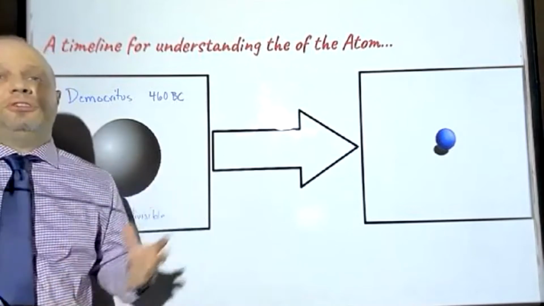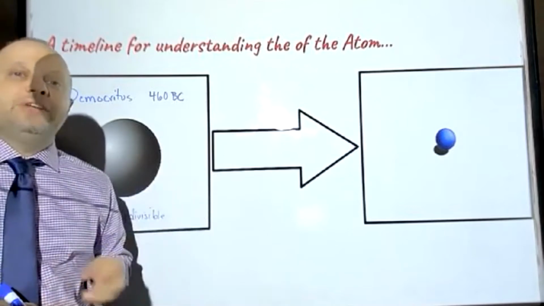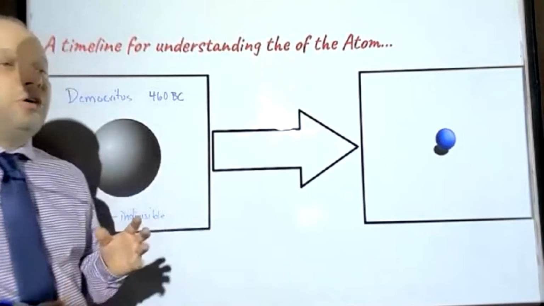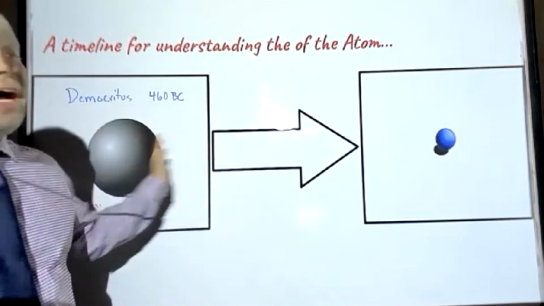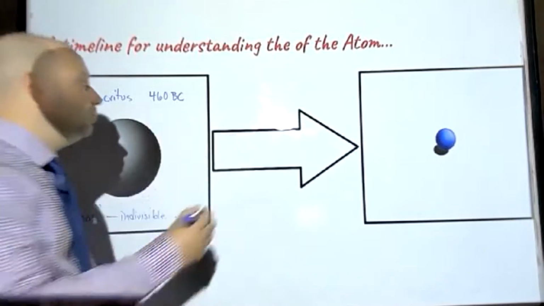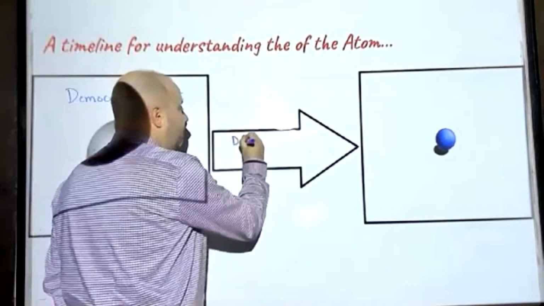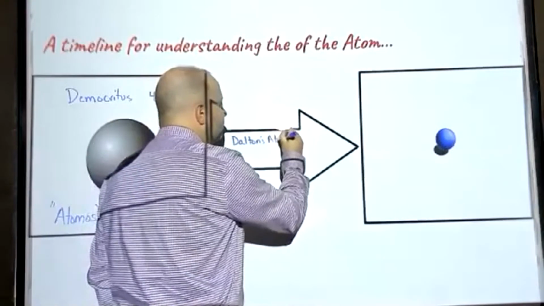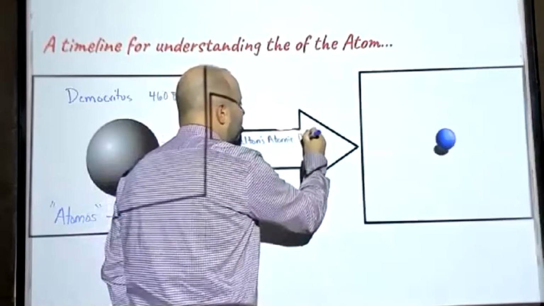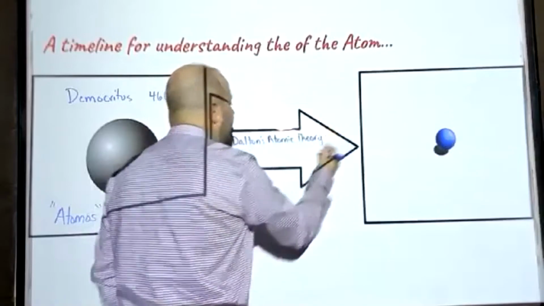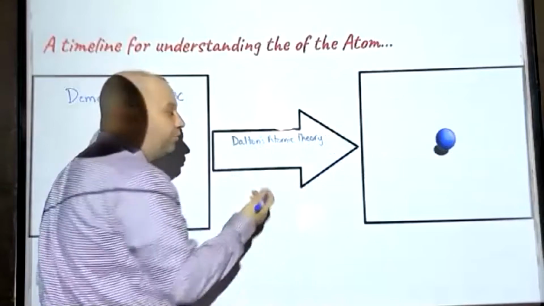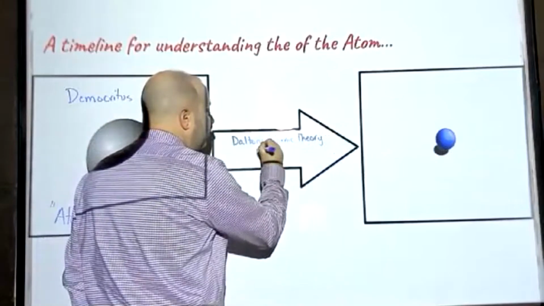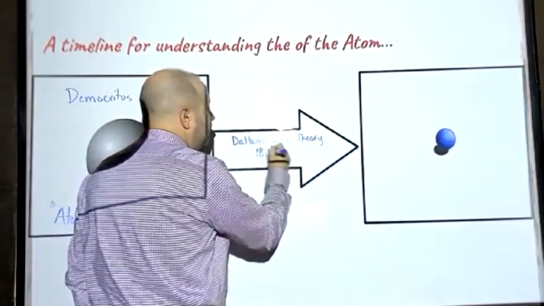The next person we actually spent most of lesson 1A talking about, and that was John Dalton. And there's an enormous time bridge between these two. So Dalton's atomic theory is only about 200 years ago. So this is somewhere around 1810.